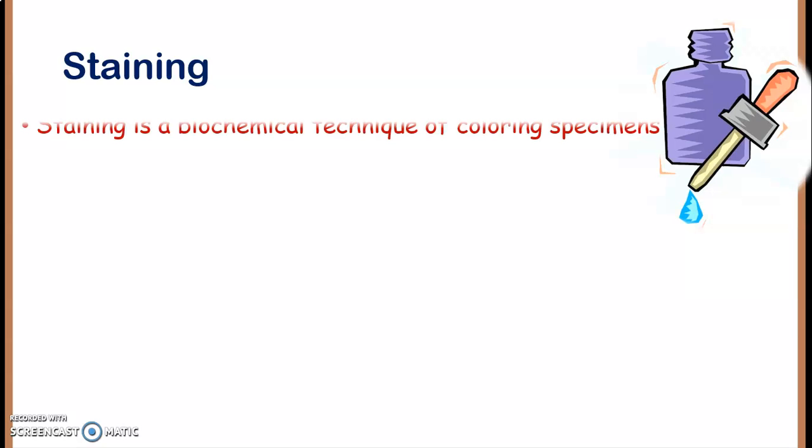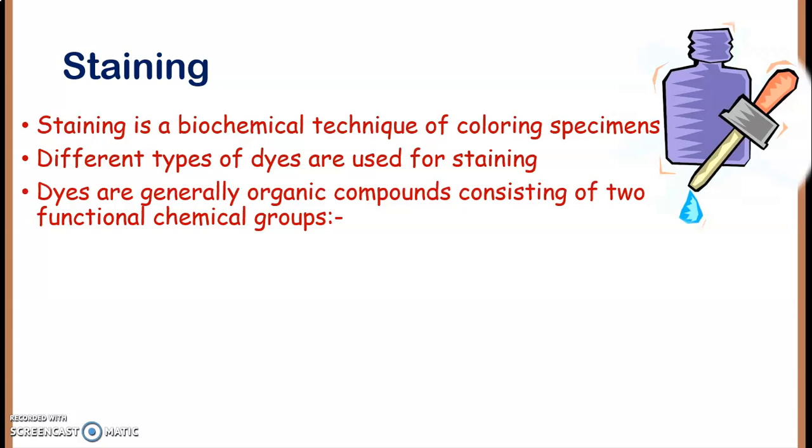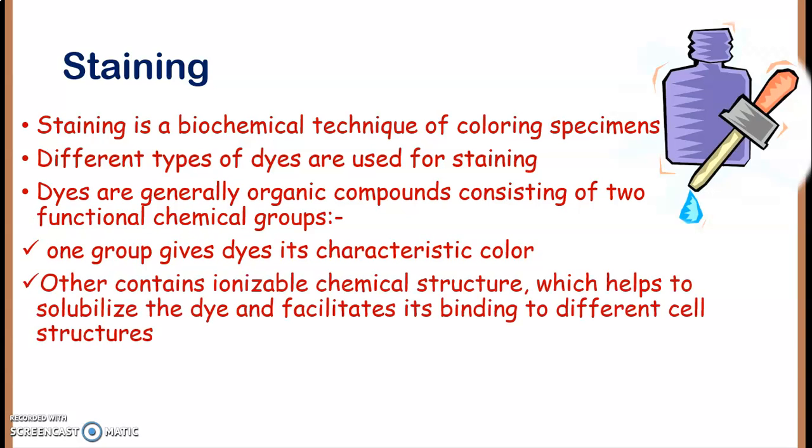So what is staining? Staining is a biochemical technique of coloring the specimen. Of course, when something is colored, it is easily differentiable from the others and it is easy to view in microscopes as well. So different types of dyes are used for staining. These are organic compounds which contain two functional chemical groups. One group gives the dye its characteristic color. The other is the ionizable chemical structure which helps to solubilize the dye and facilitate its binding to different cellular structures.